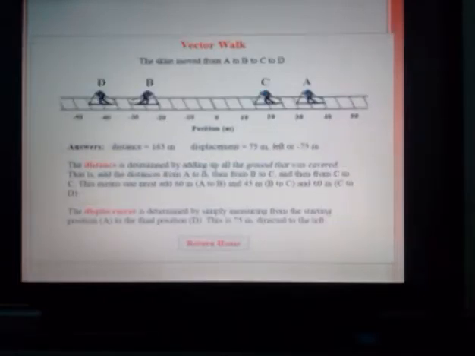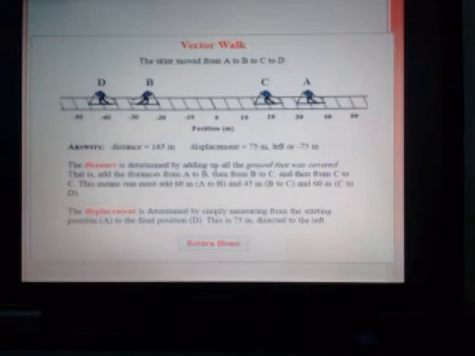For the skier, the distance is determined also by adding up all the ground that was covered. That is, at the distances from A to B, then from B to C, from C to D. This means one must add 60 meters, 45 meters, and 60 meters, which is equal to 165 meters.